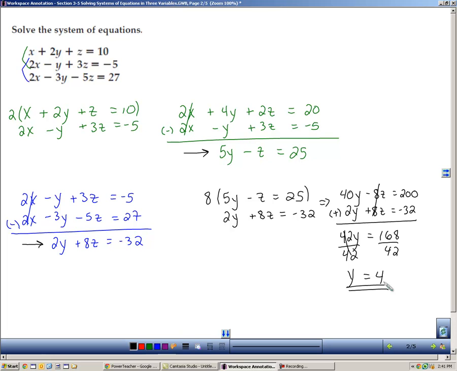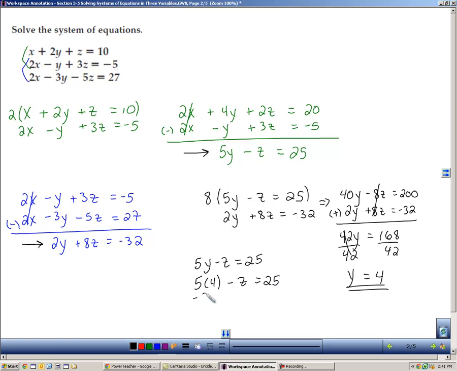Now that I have y equals 4, I want to use one of the equations where there's only a y and something else. So I'm going to plug that y equals 4 into 5y minus z equals 25, and I'm going to solve that for the z.